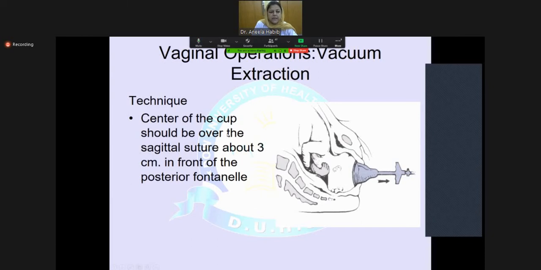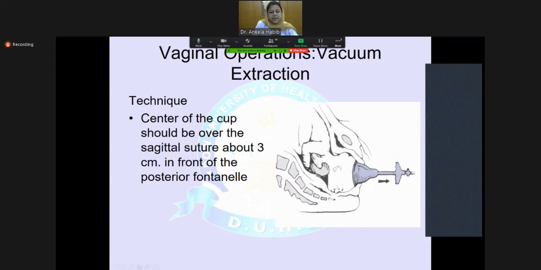The center of the cup should be over the sagittal suture. This is the sagittal suture, and this is the posterior fontanelle. And this is 3 centimeters anterior to the posterior fontanelle. This is the location where you can apply the cup. Vacuum can give a gentle traction, and that can cause the delivery of the baby easily.